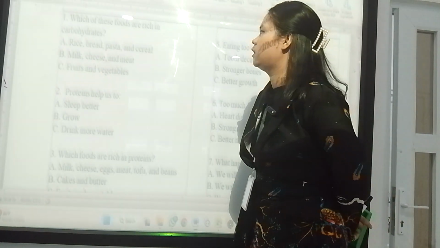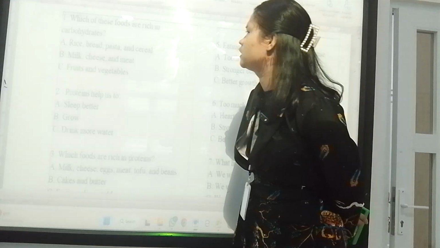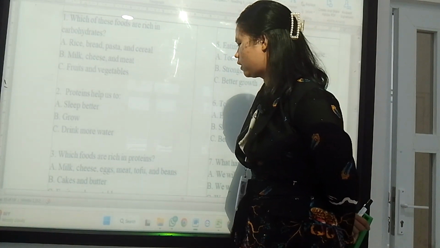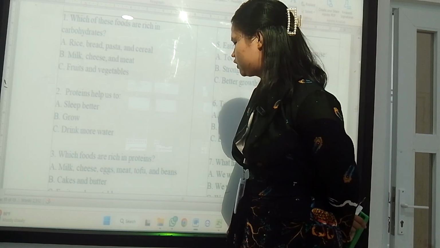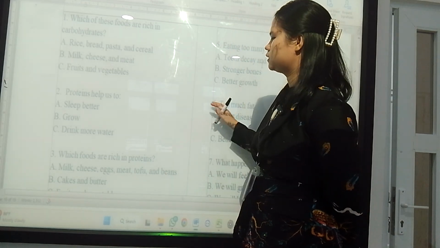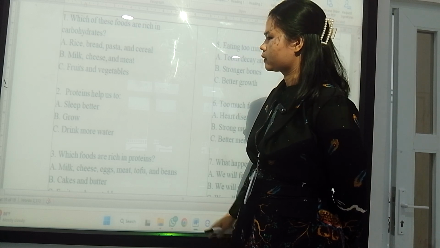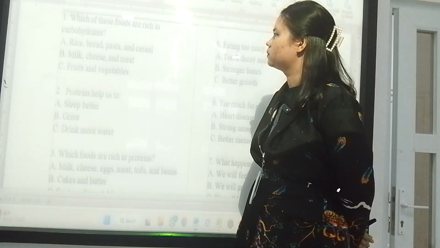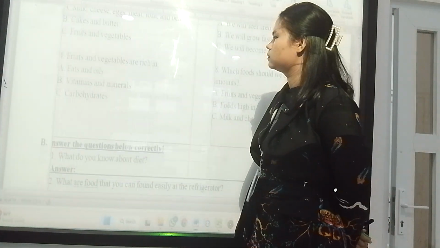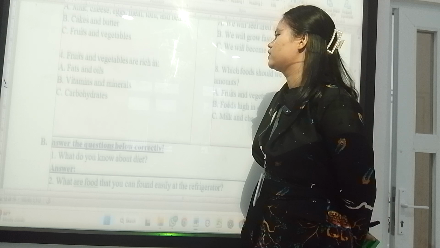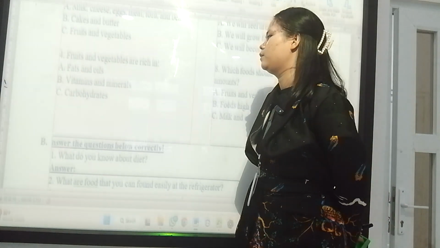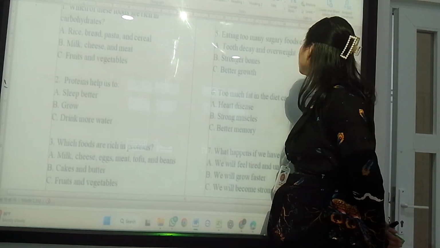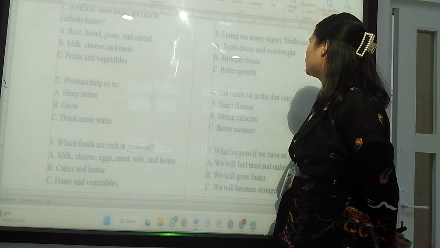Which of these foods are rich in carbohydrates? It's A. Number 2, protein helps us to grow. Which foods are rich in protein? It's A. Milk, cheese, egg, meat, tofu, and beans. Number 4, fruits and vegetables are rich in B, vitamins and minerals. Number 5, eating too many sugary foods can cause A, tooth decay and overweight.